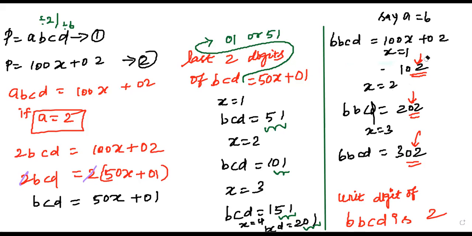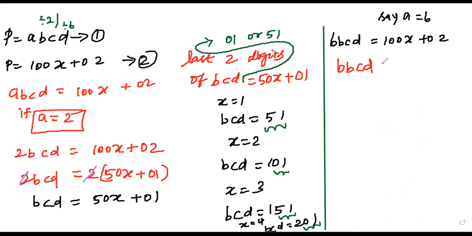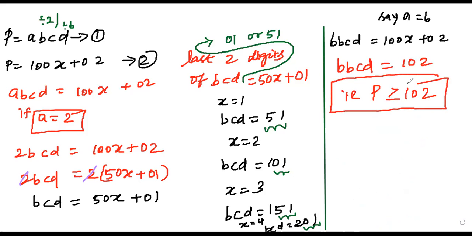So let's substitute the least value in this. What is the least value? The least value is 1. So if you substitute 1, you will have 102. If you substitute more than that, you will have some value which is greater than 102. And we know 6BCD is P. So from this I can say P is greater than or equal to 102. Remember this.